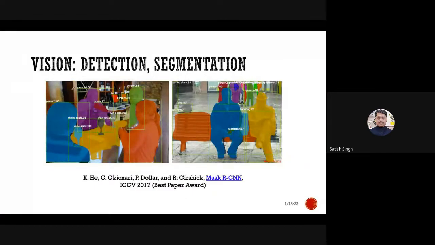So in vision, there are applications for detection and segmentation. Here machines are now able to detect persons or these kinds of objects. A variety of objects in a scene can be detected. Not only that, now people have gone up to the level that, depending upon those objects and their distributions, meaning the relative placement of those objects in a scene, machines are describing what is happening in the scene. So scene description kinds of activities are also possible.